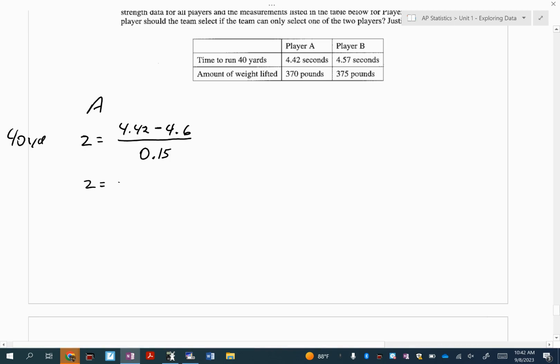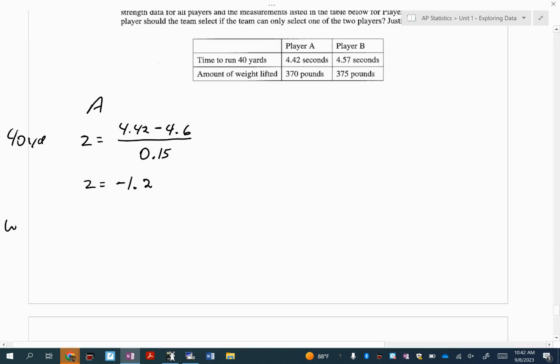Negative 1.2. Now, notice, this is kind of like we talked about last week. That's a negative Z-score, so your mind is thinking that's like not good, right? But remember, this is running, right? Time. So actually, when it says negative 1.2, they actually are 1.2 standard deviations faster than the average. So that's actually a good thing to be negative in the dash.